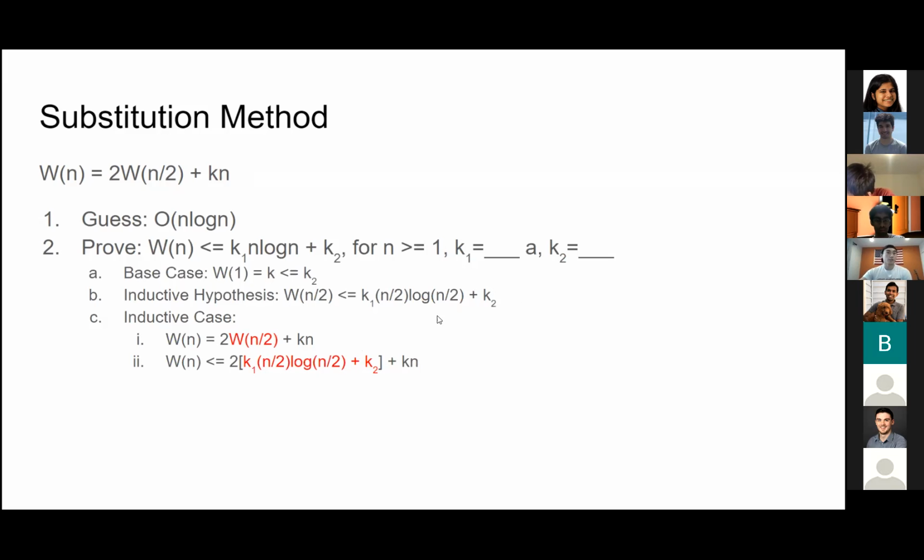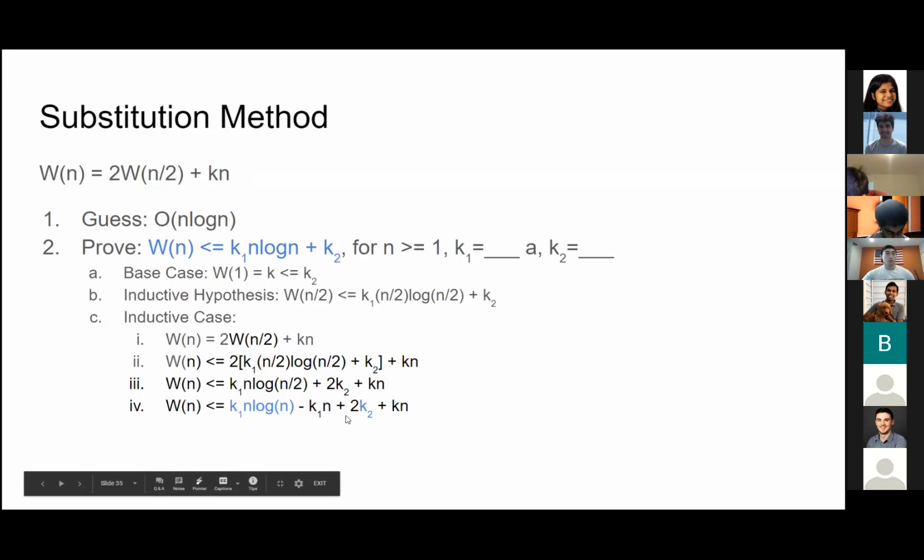Okay, cool. So we plug that in from right here, and we can distribute the 2 in, multiplying it into this k1 n over 2 log n over 2 term, and also this k2 term. The 2 and the 1 over 2 cancel out, so we have just k1 n log n over 2 plus 2 times k2 plus kn. So here there's something else we can notice: we can use the log rule to break up this log n over 2. So now we have k1 n times log n minus log 2. And log of 2 is just 1. So now let's do some more math. We can multiply the k1 n into the log n and the negative 1 to get k1 n log n minus k1 n and the rest of this expression.